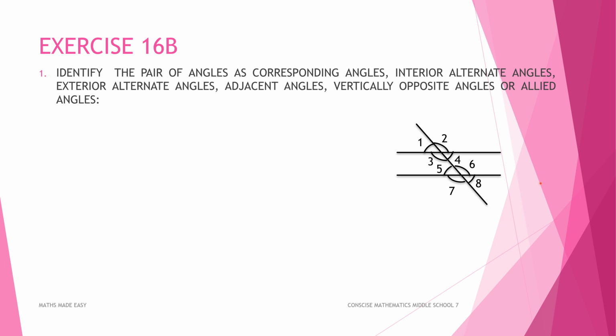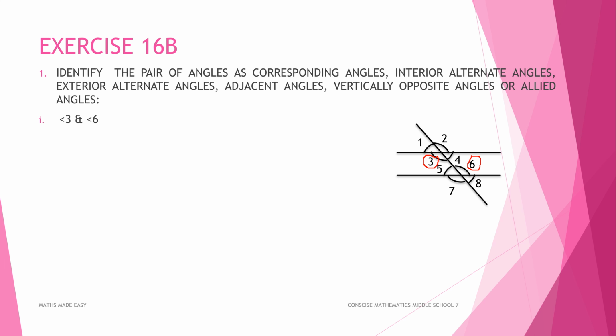This is the diagram they have given and they are asking us to find corresponding angle, interior alternate angle, exterior alternate angle, adjacent angle, vertically opposite angle and allied angle, right? And our first question is angle 3 and 6. So from this diagram they're asking to identify the pair between angle 3 and angle 6. Let me circle the angles. So they're asking about these two angles, 3 and 6, right?